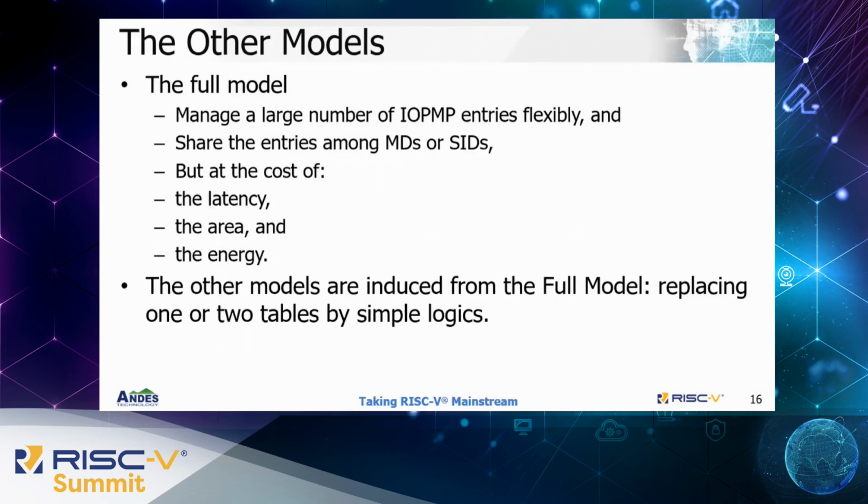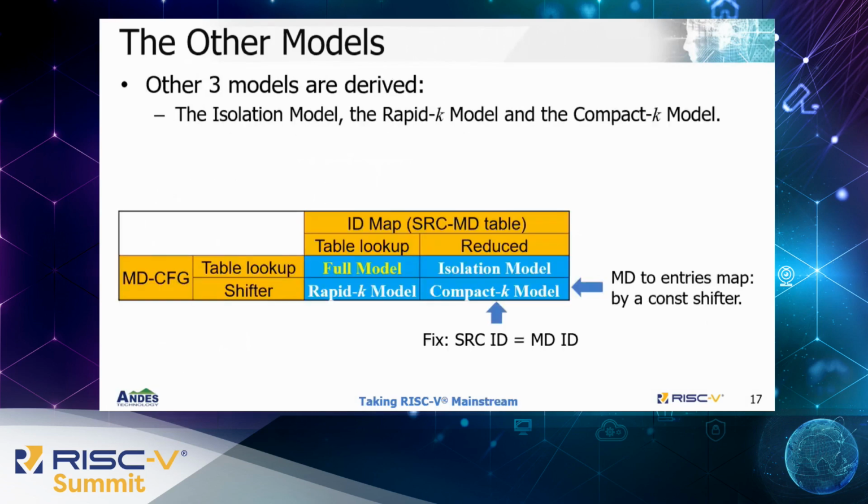The full model is not designed to apply everywhere. We may have different design goals, such as area constraint, energy budgets, or latency requirements. Then we provide several ways to bypass one or two tables in order to reach different design goals. So we have models. Here we show another three major models.